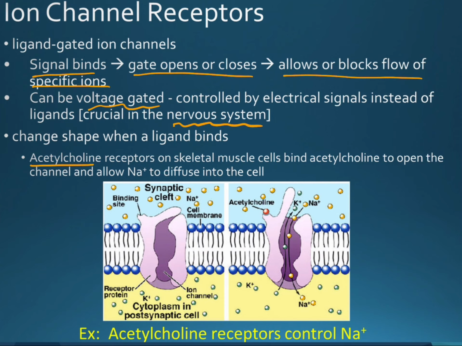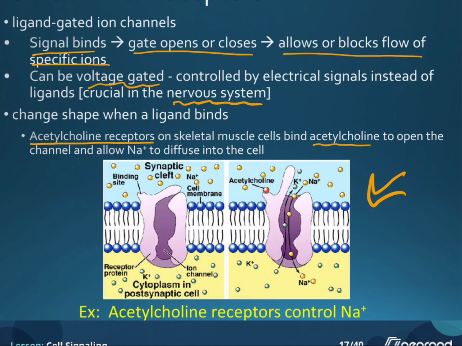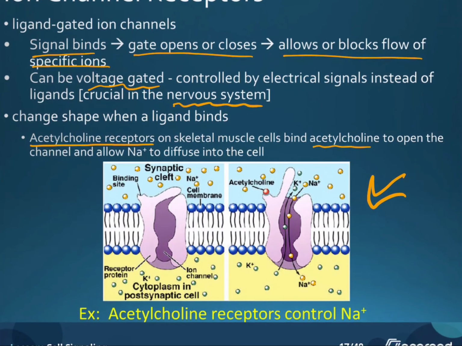So acetylcholine receptors, for example, on skeletal muscle cells bind acetylcholine to open the channel and allow sodium to diffuse into the cell. And we've talked about this one already, but we didn't name it. But that's a ligand-gated ion channel.